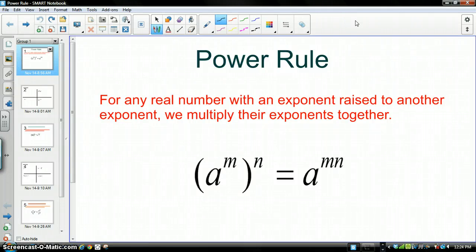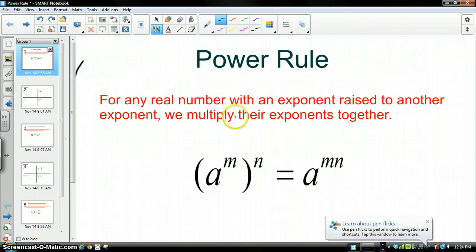Okay, so for today we're going to learn about the last exponent rule, and that is the power rule. As you can see here, for any real number with an exponent raised to another exponent, we multiply their exponents together. So as you can see here, we multiply m times n.